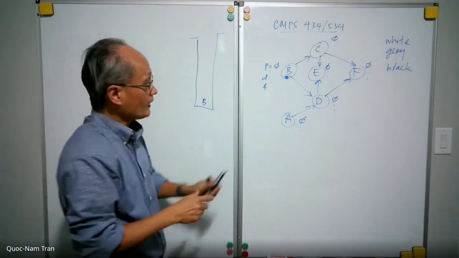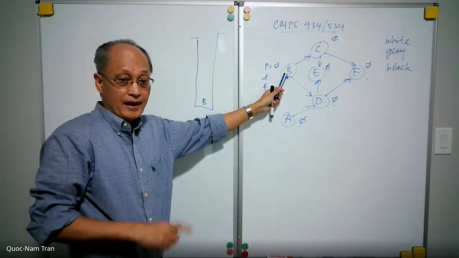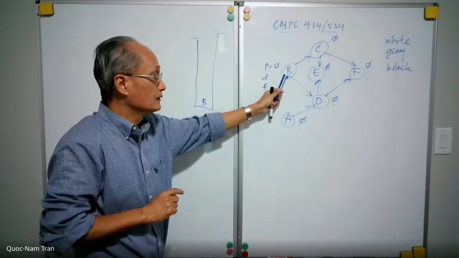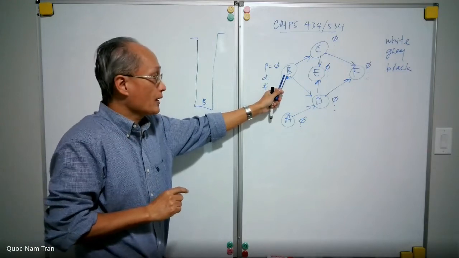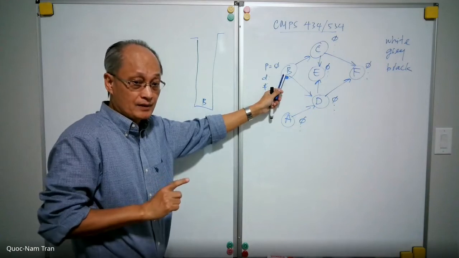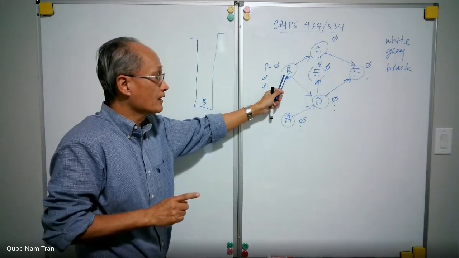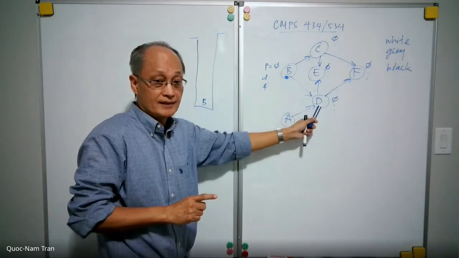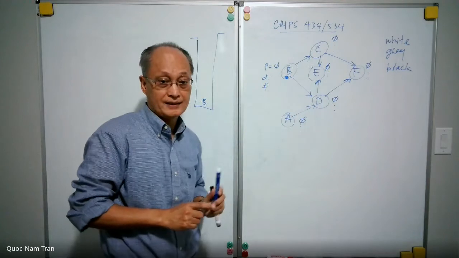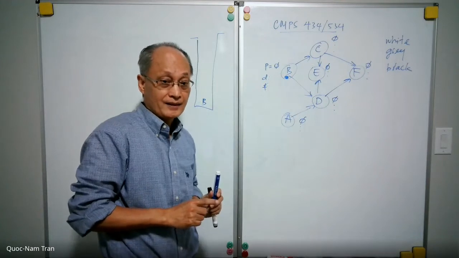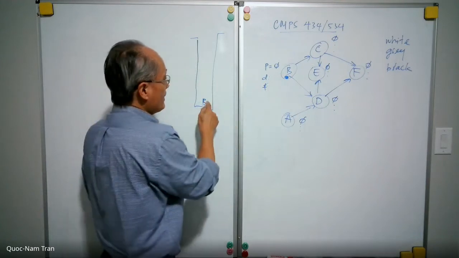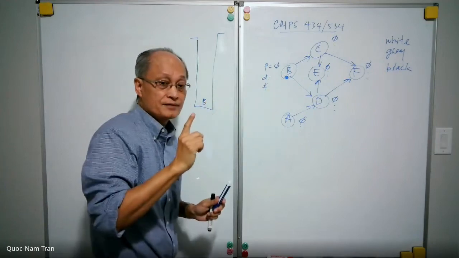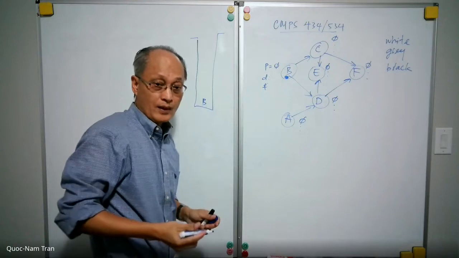Okay? So from here, I will try to discover or find out what the neighbors or the adjacent nodes are. In this case, I have C and D, right? They are both white. So that said, B is the first node we are working with.